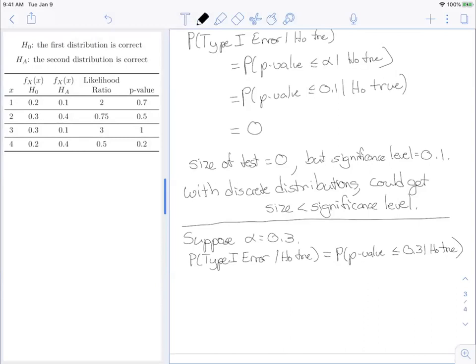Here I'm looking at what my possible p-values are, and there's only one of them that's less than or equal to 0.3. So this is going to be the probability that the p-value is equal to 0.2. And I'm calculating that probability based on the condition that the null hypothesis is true. So the probability of the p-value of 0.2 is the same as the probability of getting x equal to 4, which according to the null hypothesis is 0.2. All right, so that is examples of the size of a test.